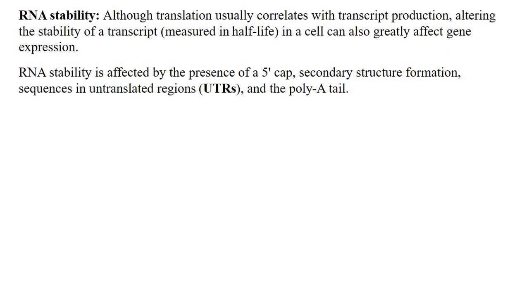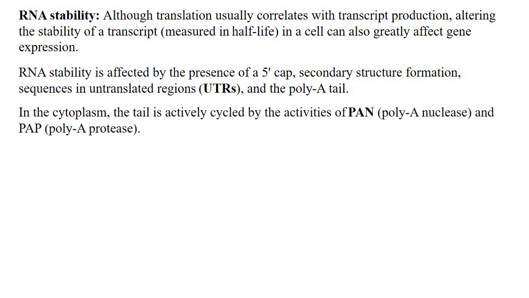Stability of RNA is affected by these different factors. So the 5' cap, and secondary structure formation, because RNA is very good at making secondary structure. This gives it stability, gives it a double-stranded structure instead of a single strand of RNA. Sequences in untranslated regions, these UTRs, also are very important because these provide stability, these provide the secondary structures to RNA, and the poly A tail. So all these different factors can affect RNA stability.